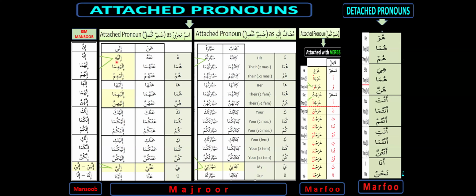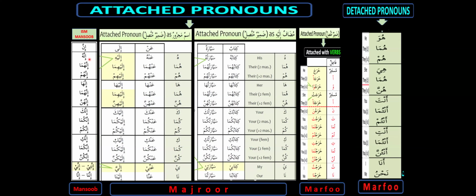So what is the "hu" doing here? It is majroor. Why? Because before that is a harf jar. So basically, I simply changed the proper noun into a pronoun. So now this pronoun is playing the role of majroor.